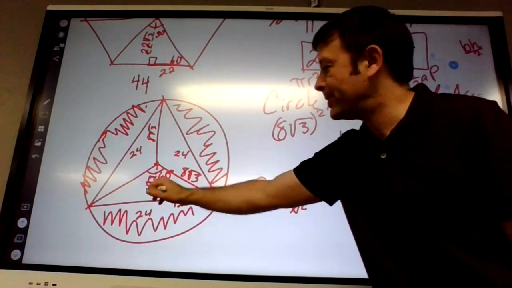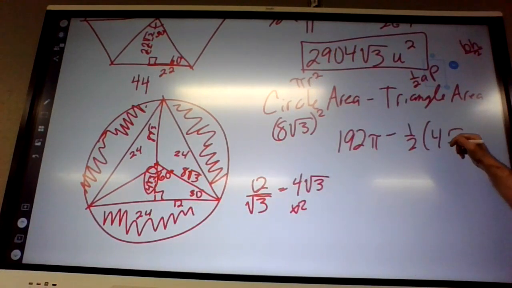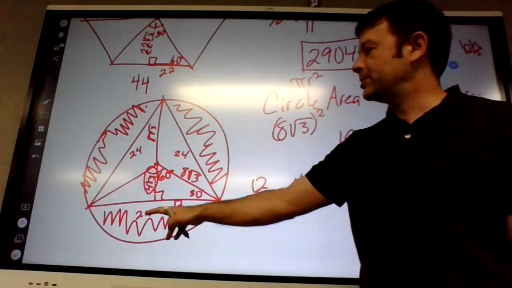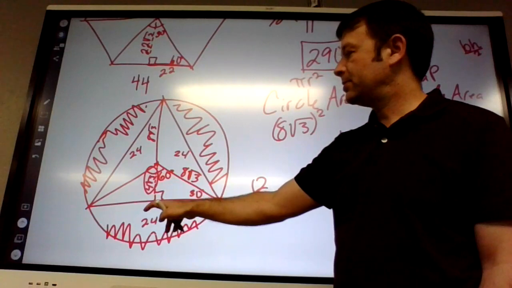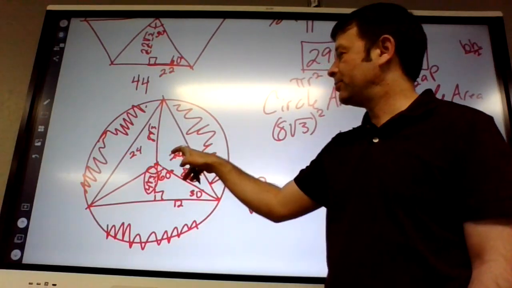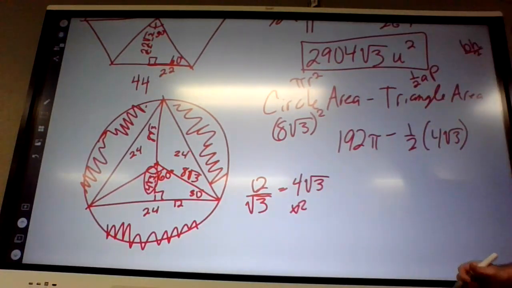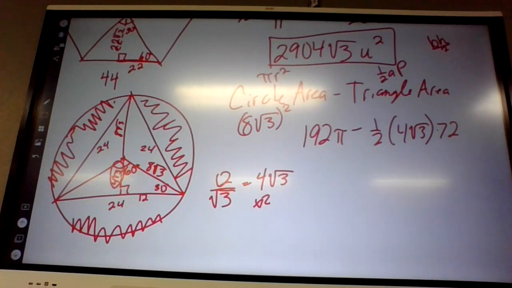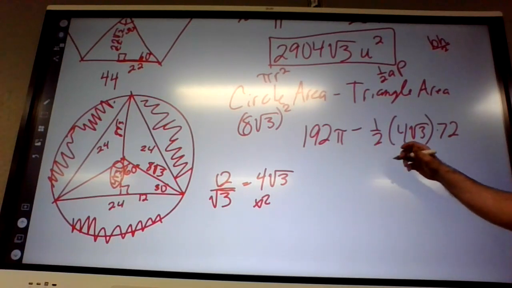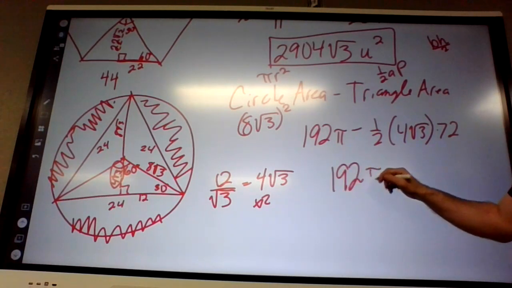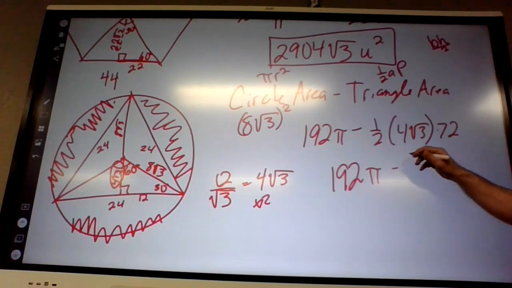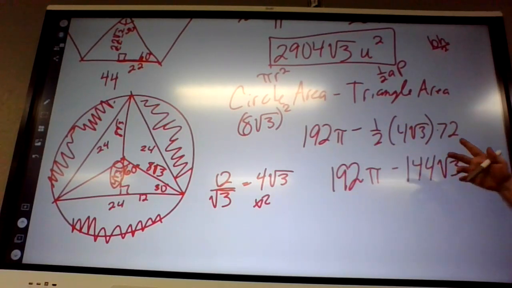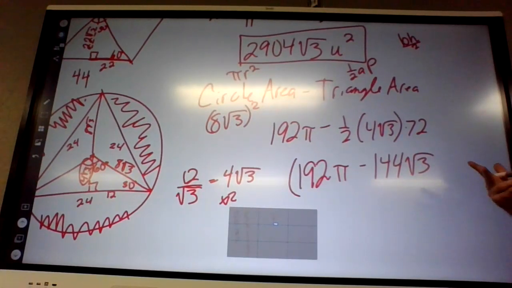1/2 times the apothem times the perimeter. What's the perimeter? 24. No. 24, 24, 24. 24 times 3. 72. Okay, on this section I didn't read the directions, but it said round to the tens place. So in other words, if we were doing the exact answer, it would be 192 pi minus 1/2 of 4 is 2 times 72, 144 square root of 3. Okay, this is the exact answer, but the directions said round to the tens place. So in other words, just change it to a decimal.